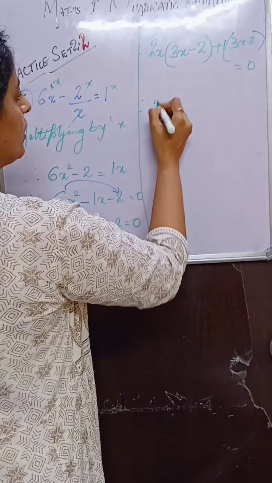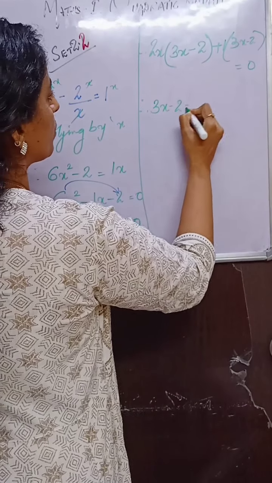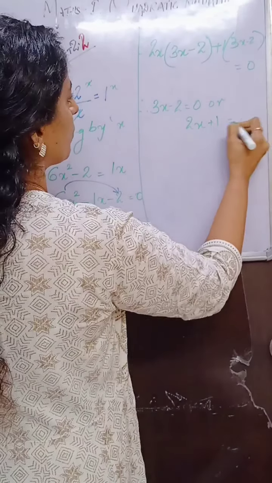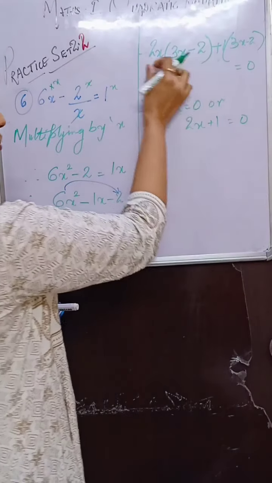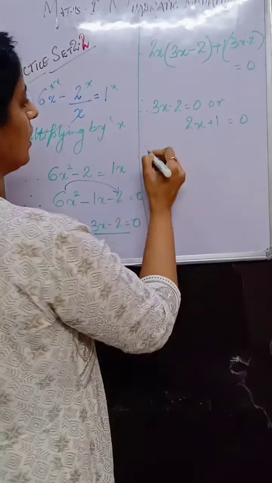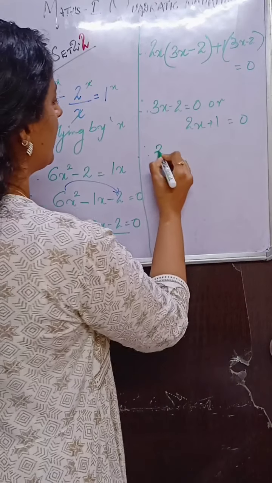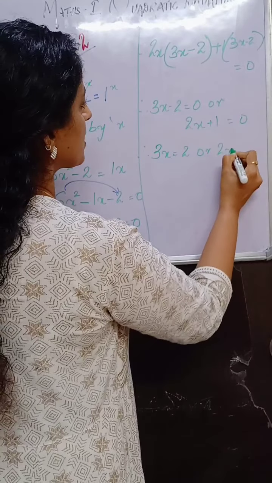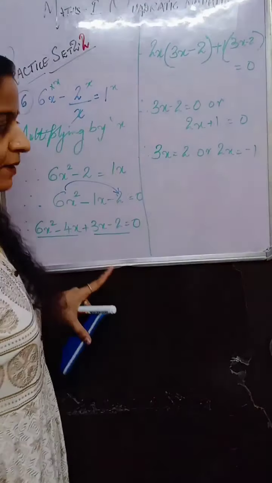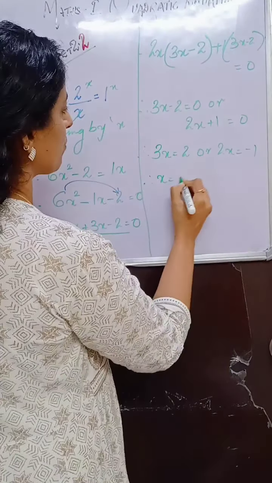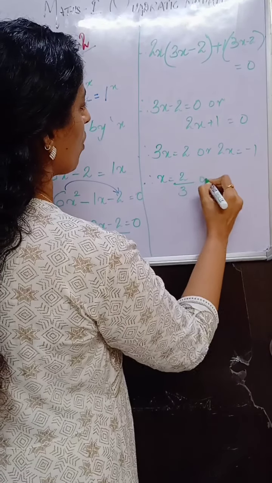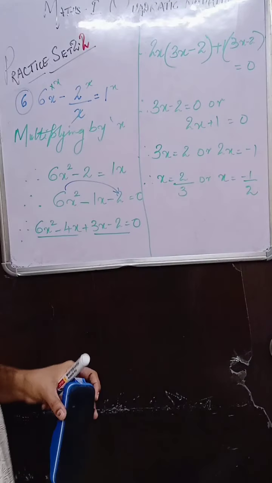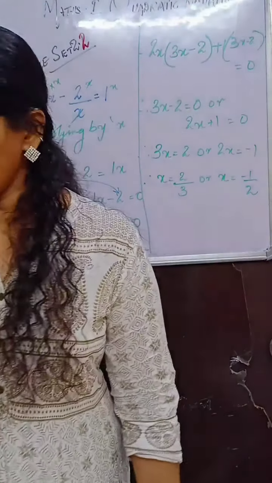So therefore 3x minus 2 equal to 0 or 2x plus 1 equal to 0. Therefore this will be 3x is equal to 2 or 2x is equal to minus 1. So therefore x is equal to 2 upon 3 or x is equal to minus 1 upon 2. These are the solutions for the equation.